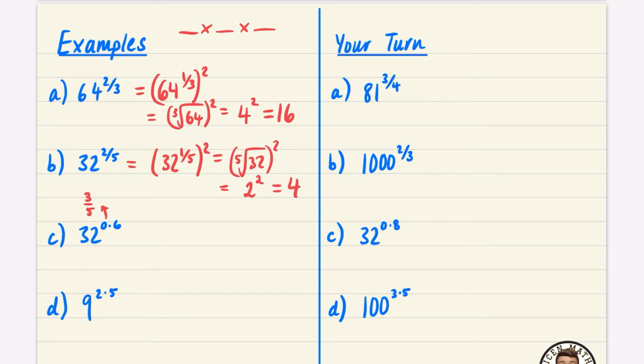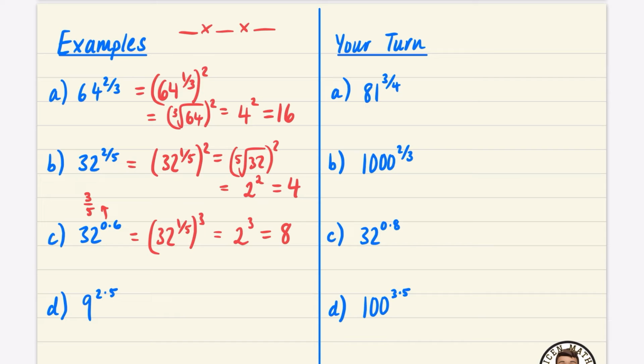So this one, the 0.6, let's just change it to a fraction. 0.6 is 3/5. So I'm going to split it into the 32 to the power of a fifth and then to the power of 3. Well, we know that 32 to the power of a fifth is just 2. So it's 2 cubed, which is 8. We know it's 2 because we just looked at it over here.